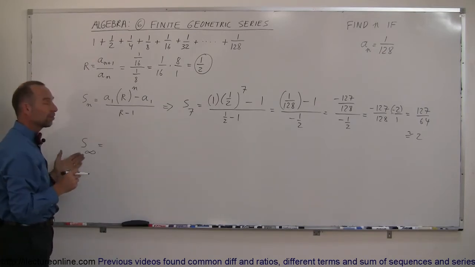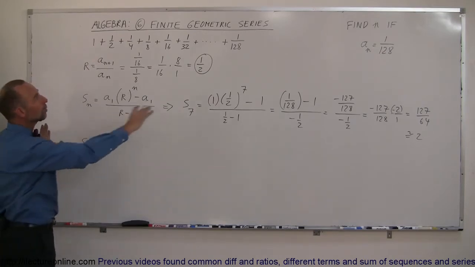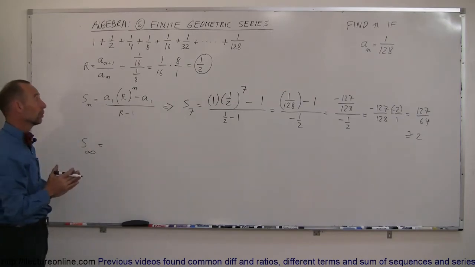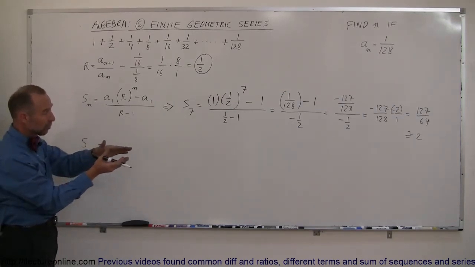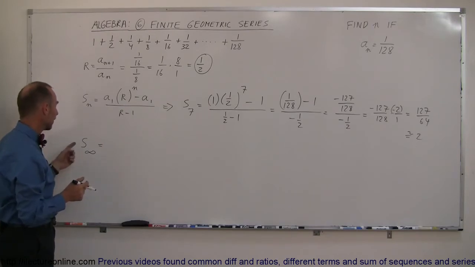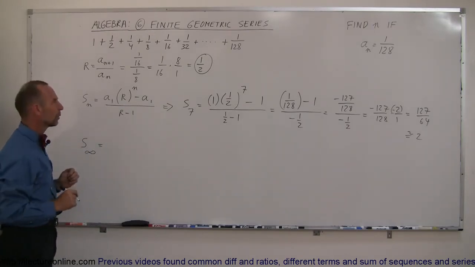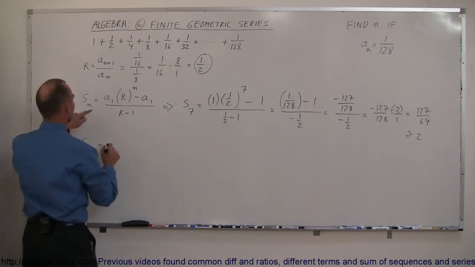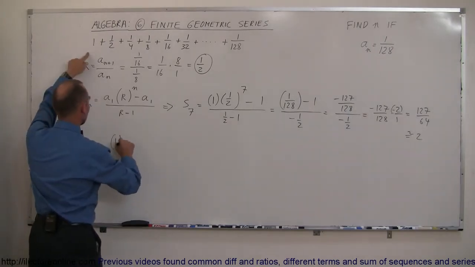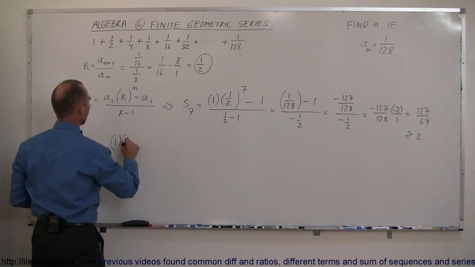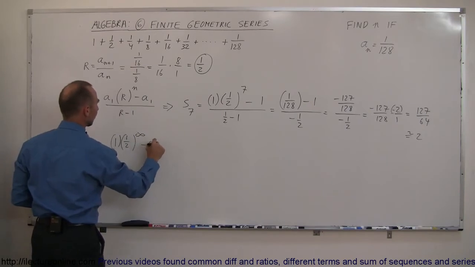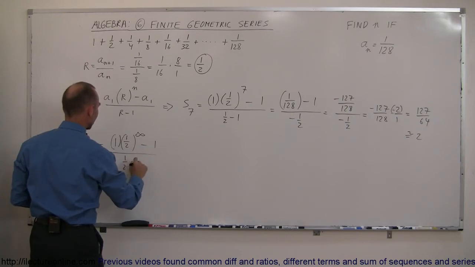Now, what if we want to find the sum of all the terms out to infinity? What will that number be equal to? That's kind of interesting because the numbers get smaller and smaller as we go out. So to find the sum of the entire series out to infinity, what do you think we're going to get? Well, let's find out. So we take the first one, which is 1, times the common ratio, 1/2, raised to the infinity minus the first one, all divided by the ratio 1/2 minus 1.